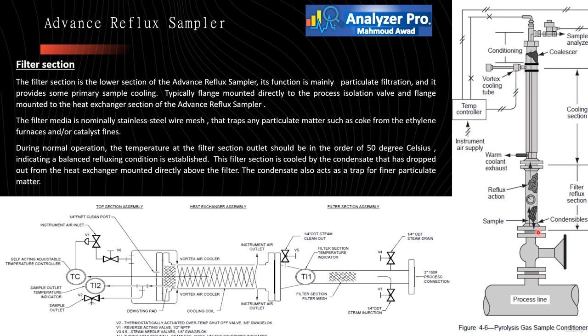From experience, the refluxed material may stick and clog the process isolation valve beneath the reflux sampler. In this case, the filter section will be filled with condensate and the temperature in the heat exchanger section inlet will drop to ambient temperature. In this case, it is recommended to remove the Advanced Reflux Sampler and clean the process isolation valve during shutdown periods.